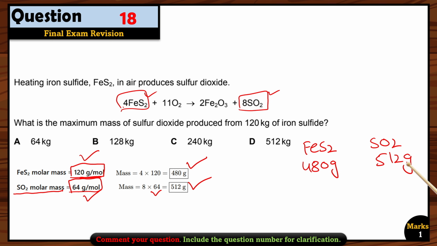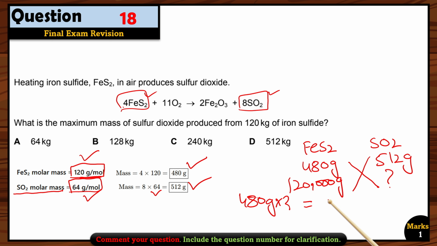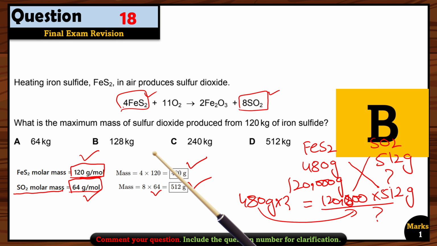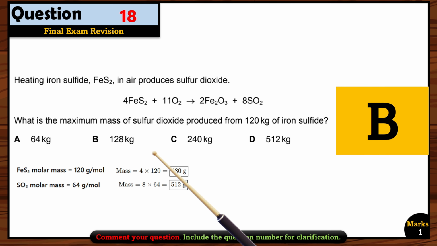And 480 gram is producing how much SO2? It is 512 gram. Now they told you 120 kg of iron sulfide. So 120 kg means 120,000 grams, so your unit should be the same. It will produce how much SO2? You just have to cross-multiply them and you will see the answer. So 480 gram multiplied by this X, and then 120,000 multiplied by 512 gram, then this 480 will come here and you can calculate your answer. When you calculate, you will see option B is the right option. 128 gram is the right answer.